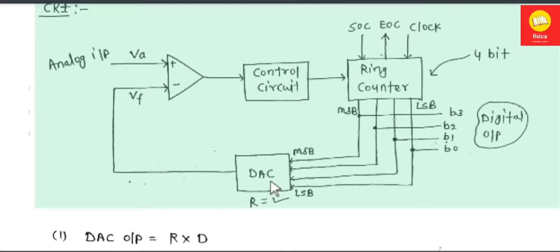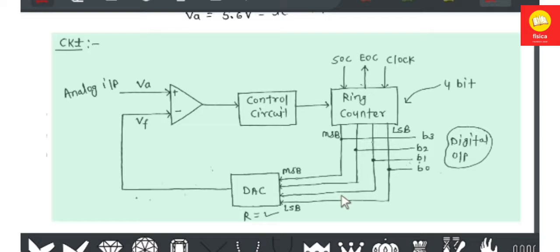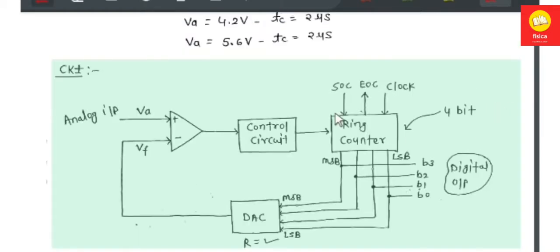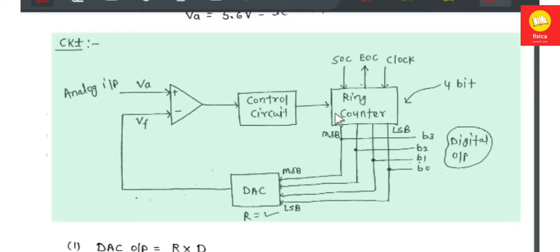So how does the operation occur here? To understand this SAR-ADC, we first have to understand the ring counter.